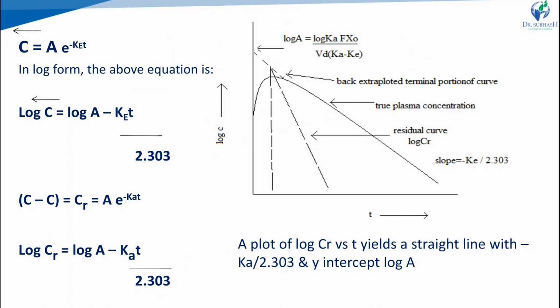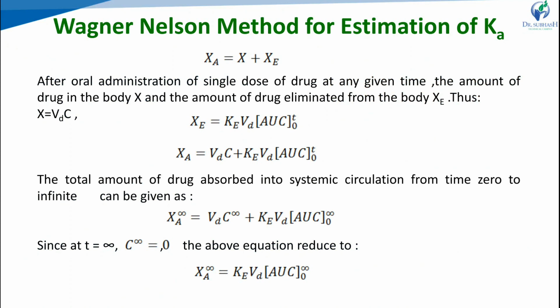From the back-extrapolated values minus the true plasma concentration values, we can get the residual curve, the log Cr, and from that slope we can find out the Ka value. For the residual curve, the slope is equal to −Ka / 2.303. From that we can find out Ka, the absorption rate constant. The second method used to find out the absorption rate constant, or Ka, is the Wagner-Nelson method.